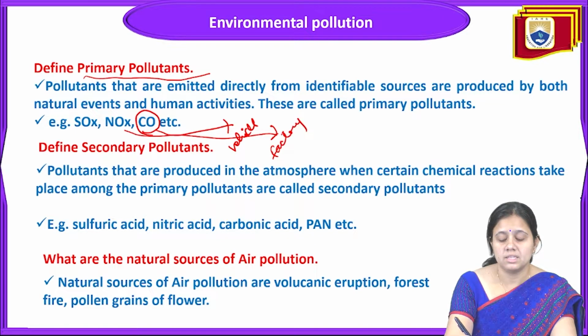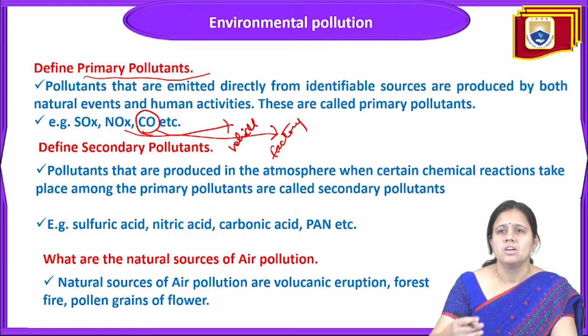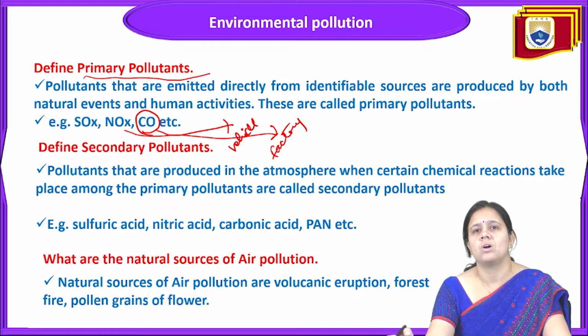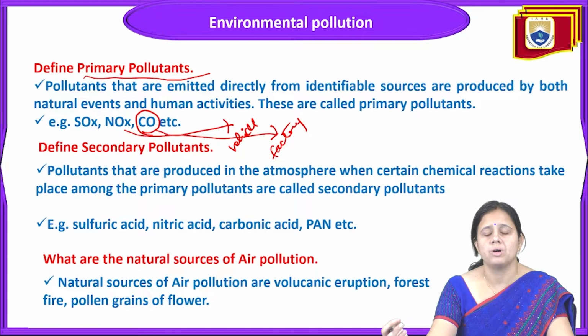So they are identifiable sources, meaning we know their source. Pollutants emitted directly from any identifiable source are called primary pollutants. Next is the secondary pollutant. The examples of primary pollutants are SOx, NOx, and carbon monoxide.